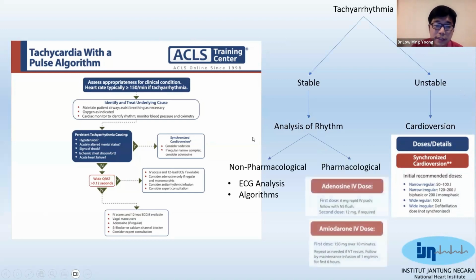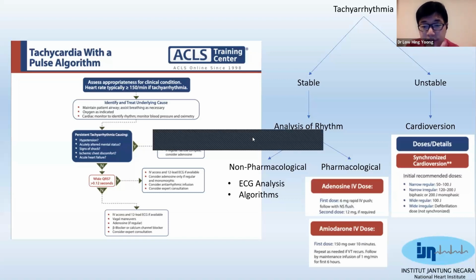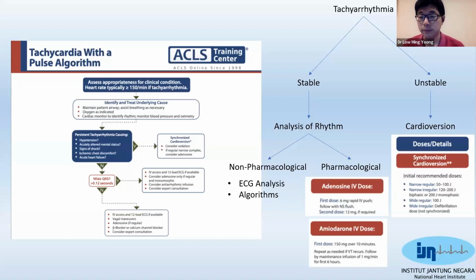And how do you analyze? There are two ways: non-pharmacological and pharmacological. Non-pharmacological, you analyze the ECG. If it's pharmacological, normally in Malaysia, there are only two drugs that you use. One is adenosine, the other is amiodarone.